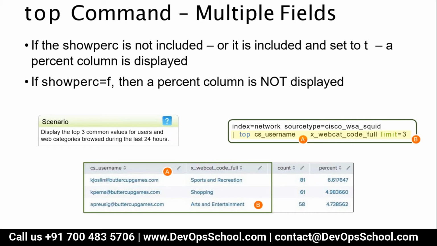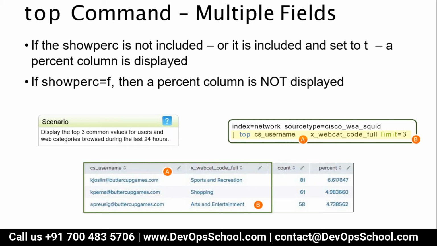So here you are adding one more field, x_webcat_code. So that way, two fields. Here you have an and, remember that's the and. So in between the username and the code, if you have a higher count, display the top 3. So that is how you have seen here Koslin, Kperna, and all these things. They have generated errors during the transactions.